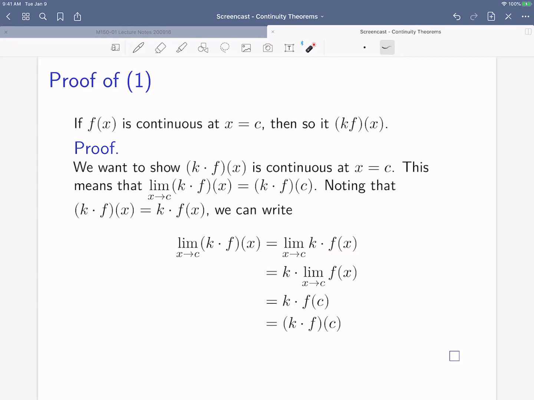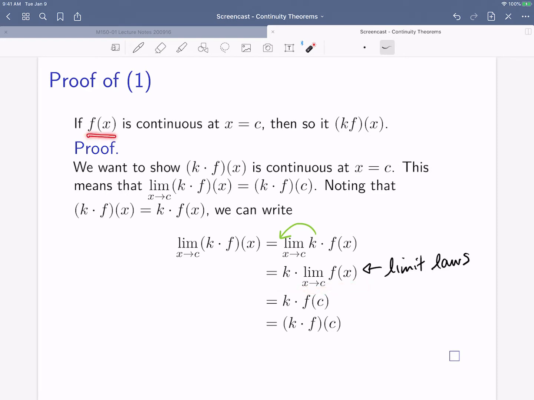And now we're going to use a theorem that we proved or justified a while ago, one of the limit laws. This limit law tells us that we can pull that constant out of that limit. If the limit of f of x exists, then you can pull that constant out, which we do right here. So the limit of k times f is k times the limit of f.